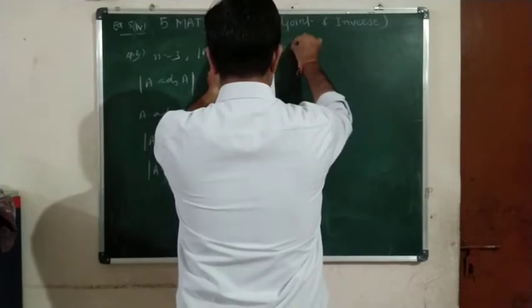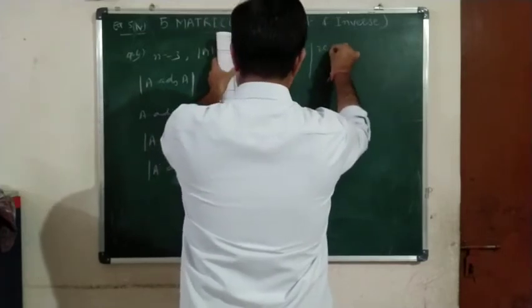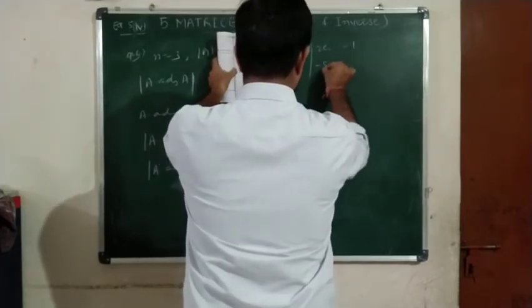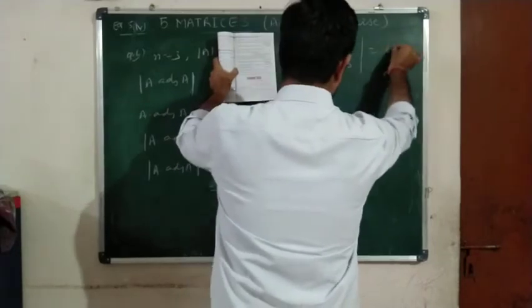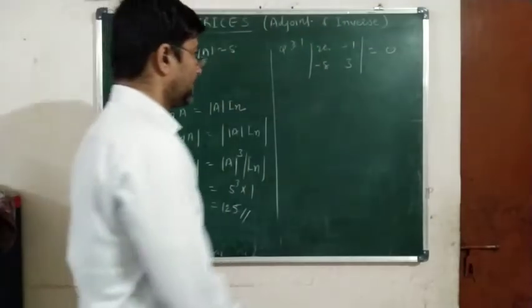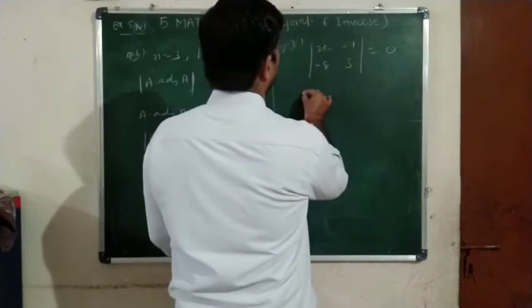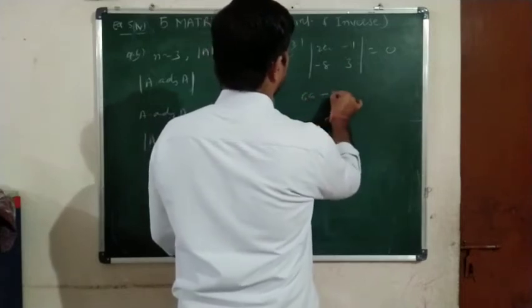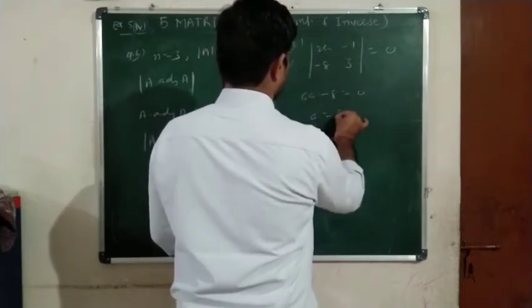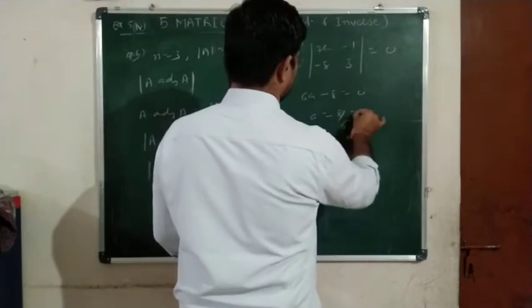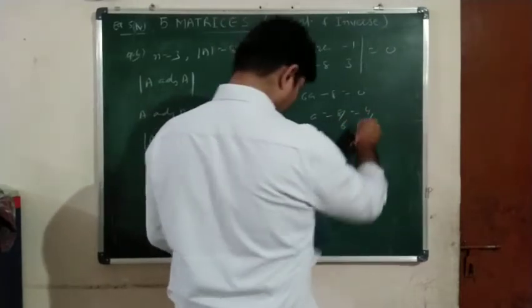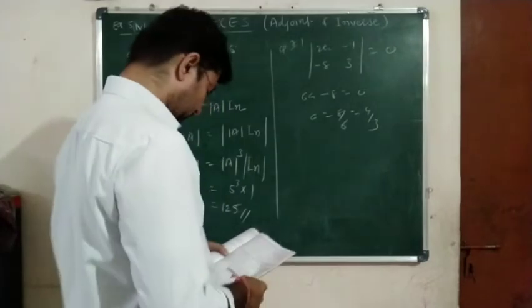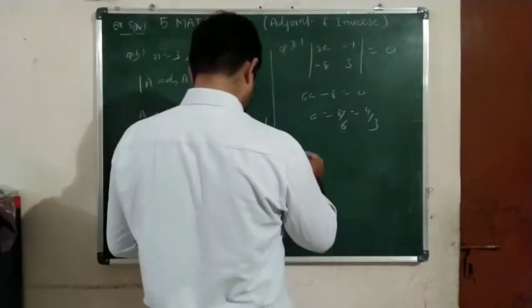Okay, now question number 7. So we have to find the value of A such that the matrix is singular. So determinant will be taken to be 0. 3 into 6A minus 8. A is equal to 8 by 6, that is 4 by 3. Yes or no? Question number 7 is also done.